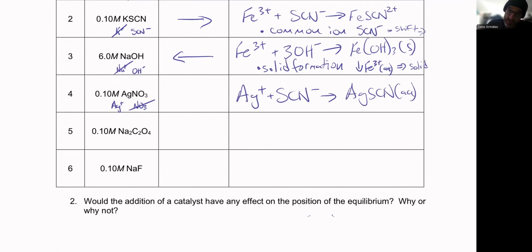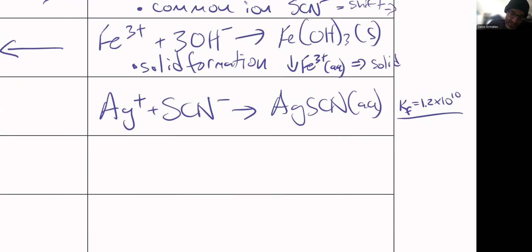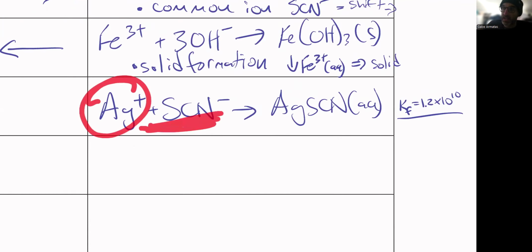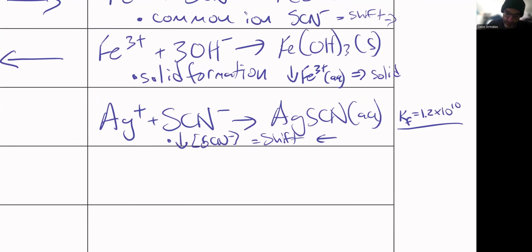You shouldn't really have seen a solid, okay? Because it turns out the Kf for this, it forms another complex, 1.2 times 10 to the 10th, is a really high value. Ultimately, what that means is any silver that enters will find thiocyanate and pull it out of solution. So in essence, we have a decrease in the concentration of SCN minus, which equals a shift away from the loss. So we're going to get a shift to the left.